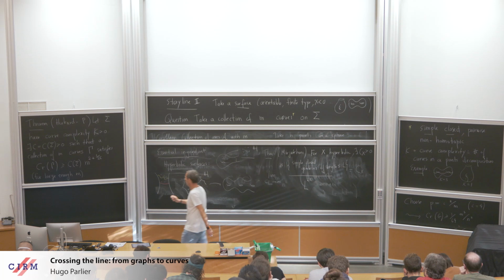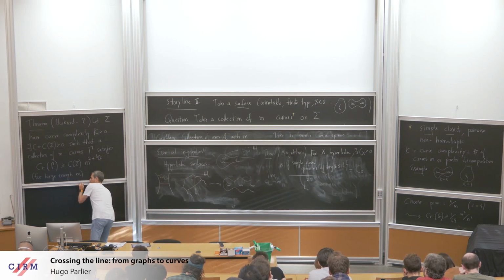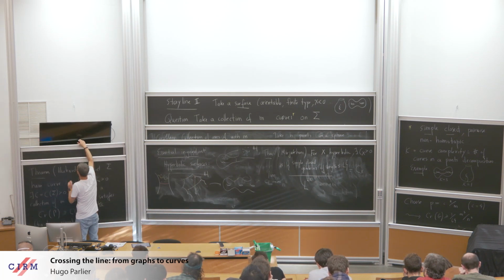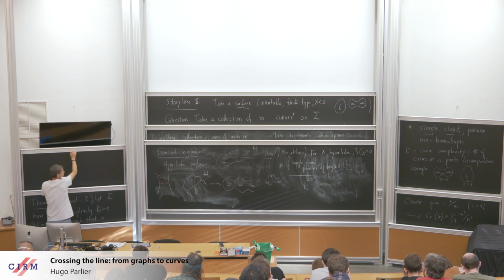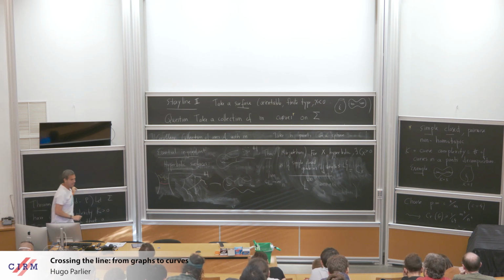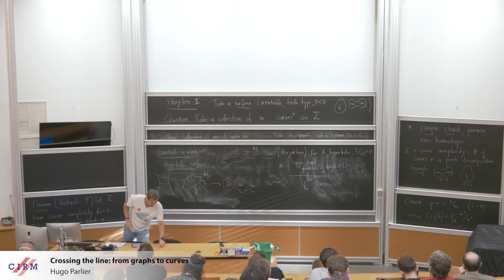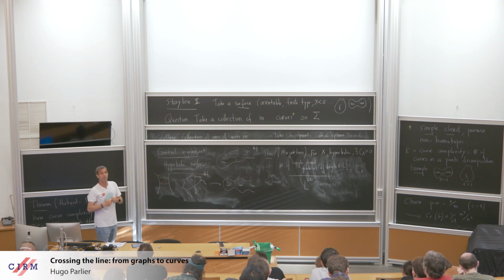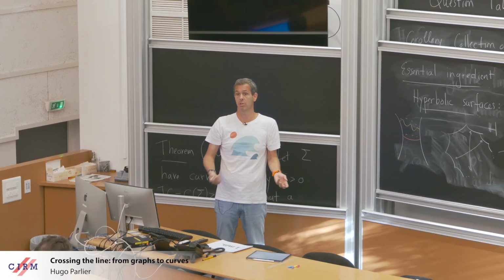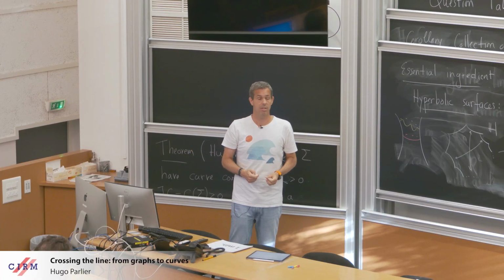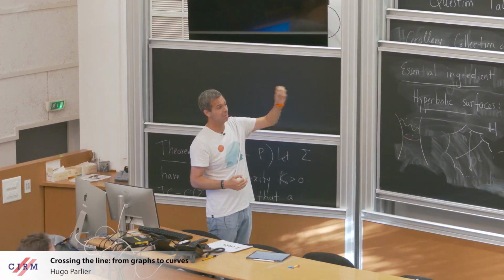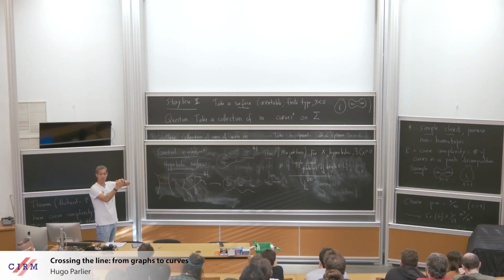I was planning on talking about this later, but this is very different from if you looked at all closed geodesics on a hyperbolic surface, where the growth is exponential. So this is a very particular thing about simple closed geodesics, curves that don't self-intersect. So they have polynomial growth.